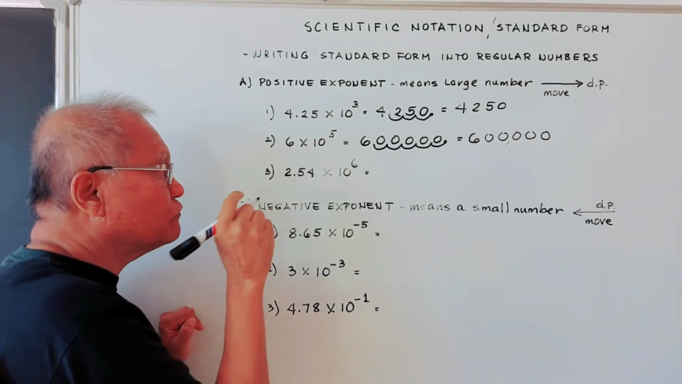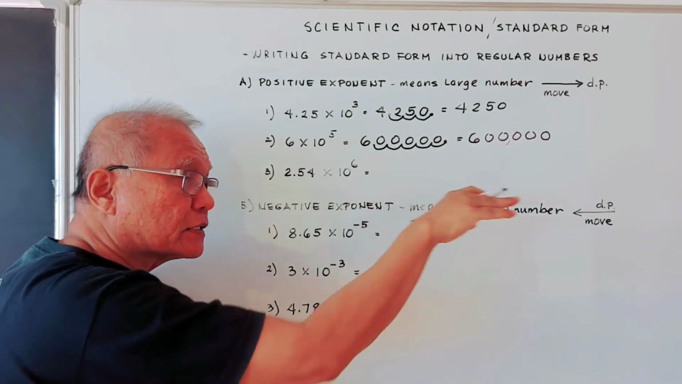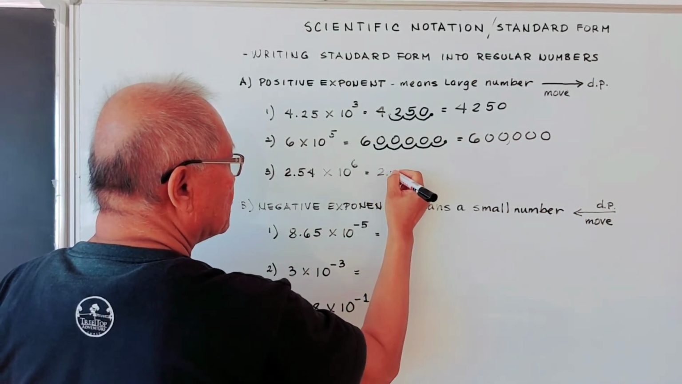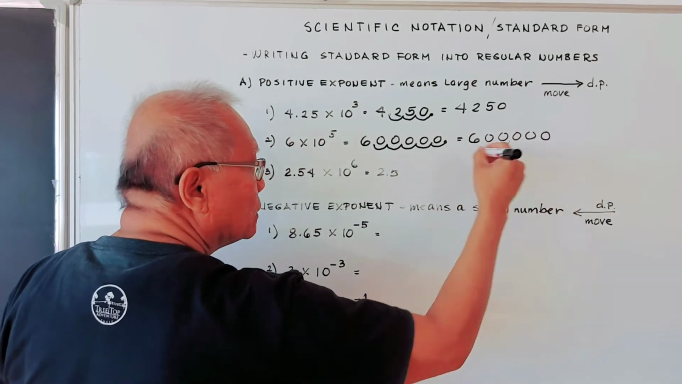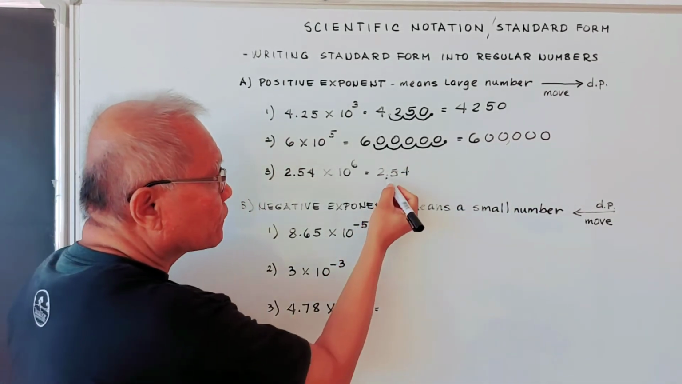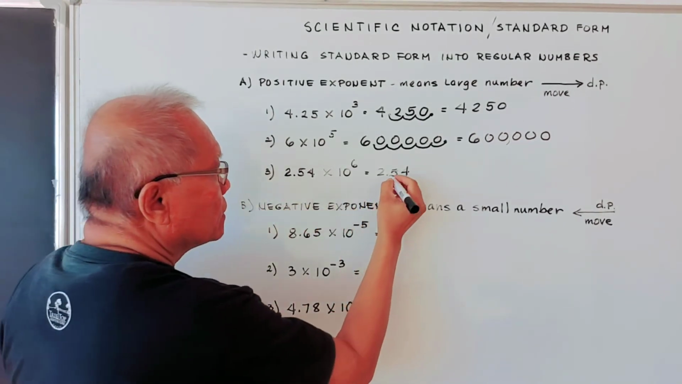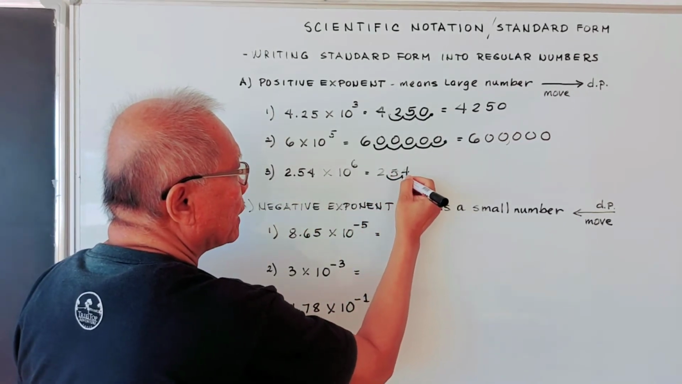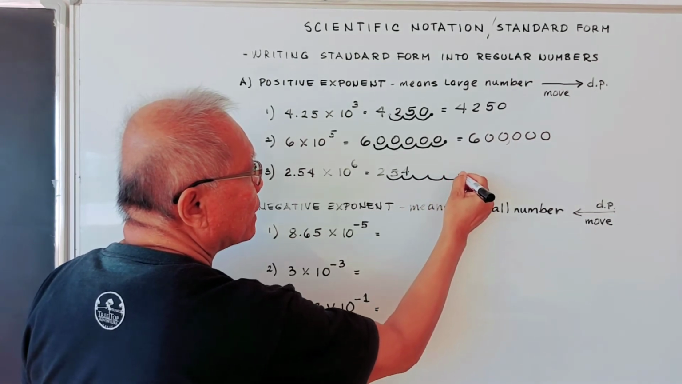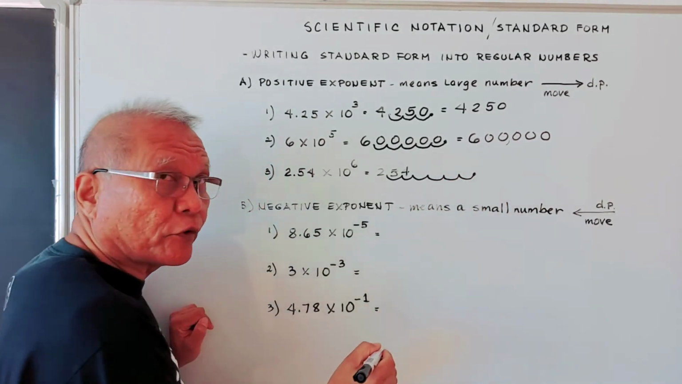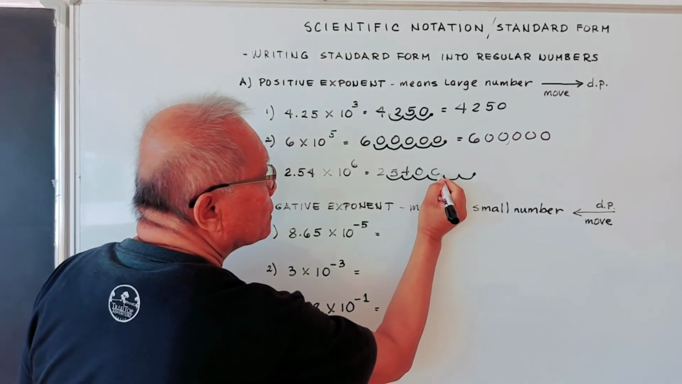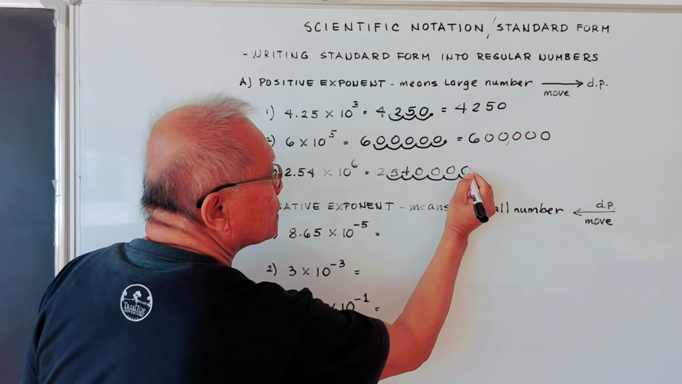Number 3, we have 2.54 and that is positive 6. So we are going to move our decimal point 6 places to the right. So we write it again. We can count 2.54 here. Now count 6 from the decimal point: 1 and 2 and 3 and 4 and 5 and 6. Decimal point there. There is nothing here, so you have to place 0. 0 here, 0, 0, 0.